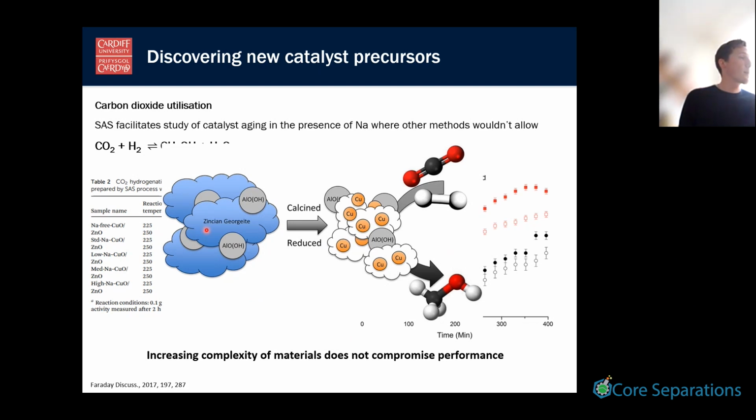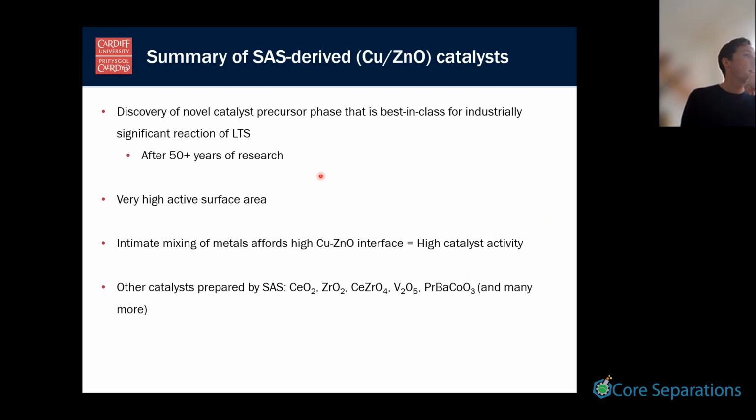So we've been talking about binary copper zinc oxides. We can also introduce aluminium as a refractory oxide to stabilize those phases. This doesn't compromise the performance of the catalyst. So this SAS approach allows us to work with very complex materials very easily, and we demonstrated this in a recent publication for CO2 hydrogenation. So just to summarize, using this SAS approach, we're able to access chemical phases that were not previously known or possible using conventional methods.